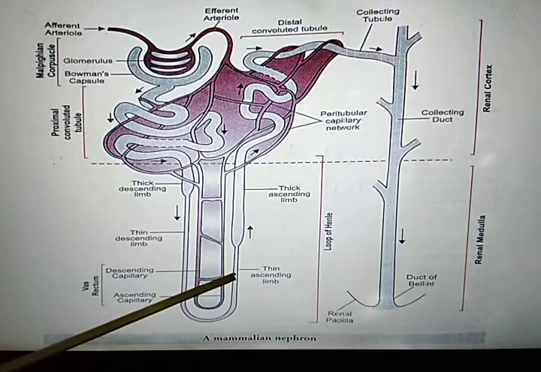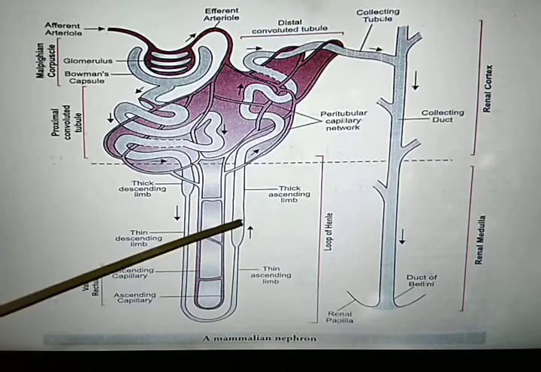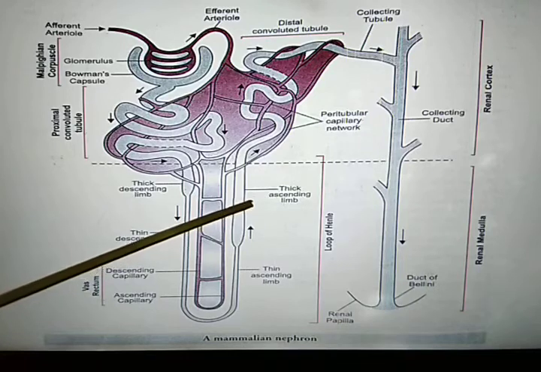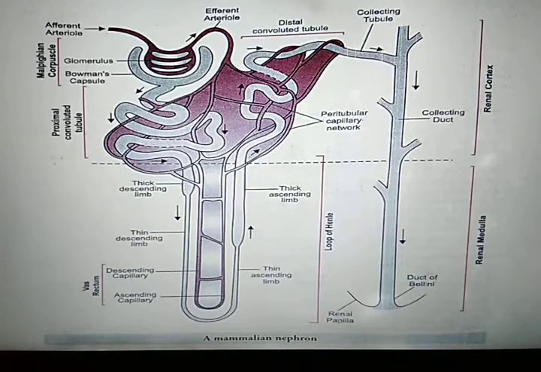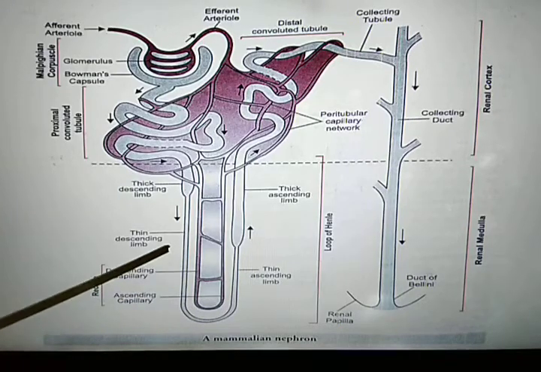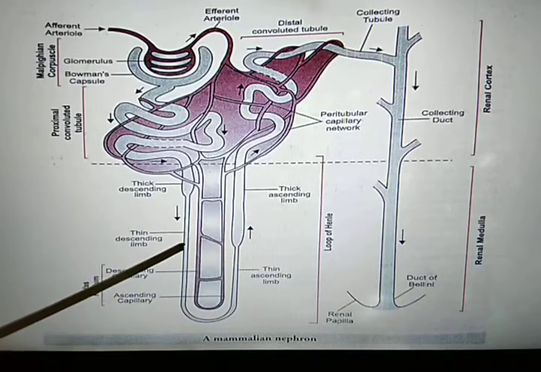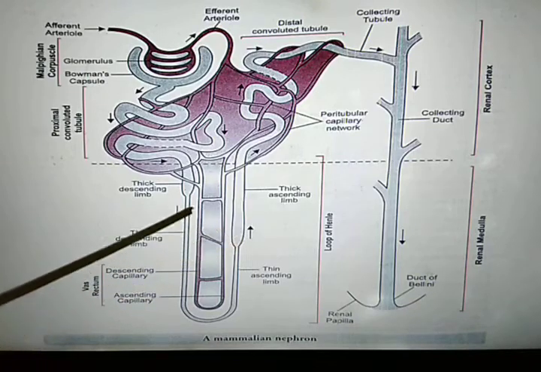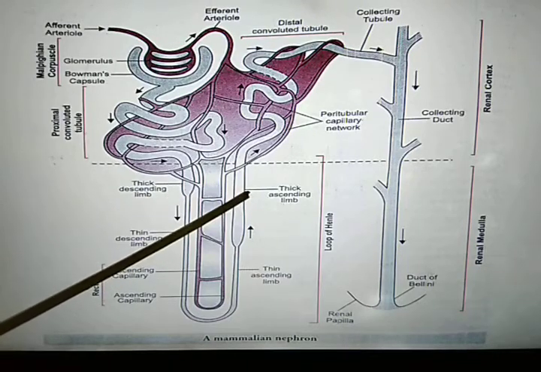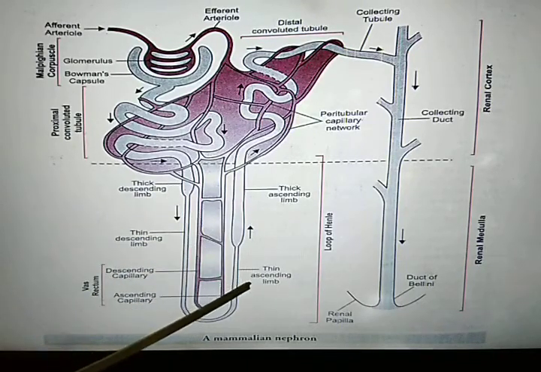The ascending limb, similarly, is present in the renal medulla, and when it goes towards the renal cortex, it becomes thick ascending limb. So keep in mind that loop of Henle consists of two limbs, descending limb and ascending limb. Both have thick limbs towards the renal cortex and thin limbs towards the renal medulla.